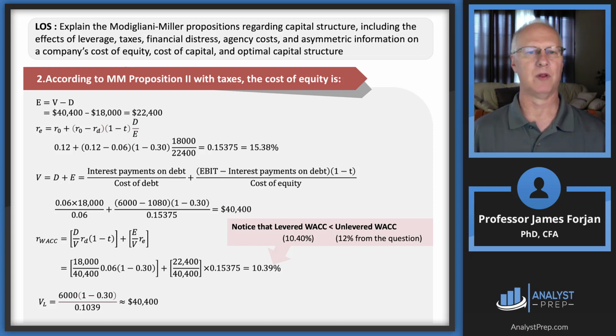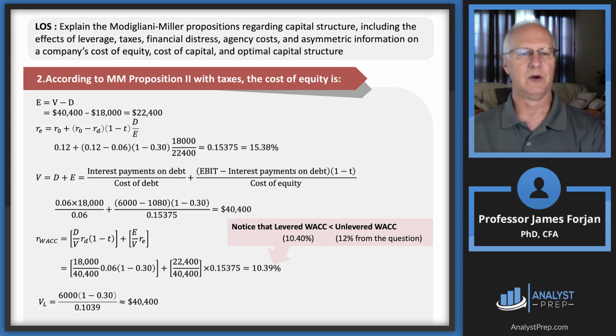Now, how about the second part of this? All we're doing here is some simple algebra, substituting and moving things to the front and the back, and the left and above the equal sign. So let's start with computing the value of the equity. We take the 40,400, which we just computed on that previous slide, minus the bond issue. That gives us 22,400 worth of equity. So we can compute the required return on equity, the cost of equity, just substituting all those numbers in there, and you get 15.38%.